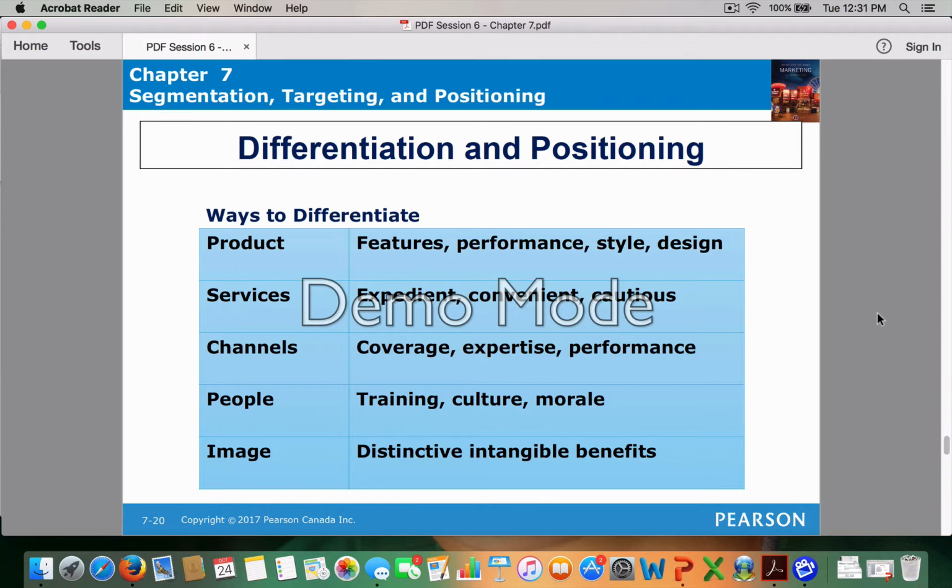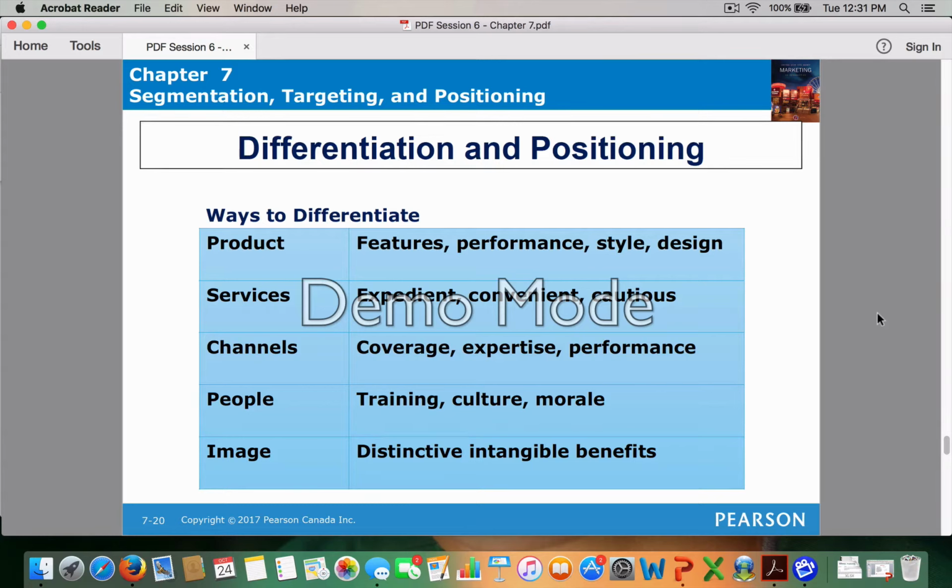You can provide better services. You can be quicker, more convenient. You can be more cautious if that's something that your customers value. You can provide more individualized personal service. So that's a way you can provide a meaningful point of differentiation compared to your competition.